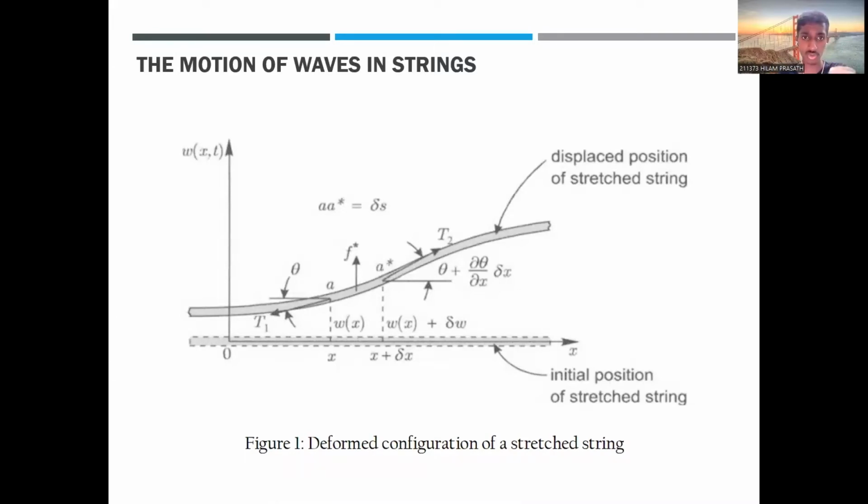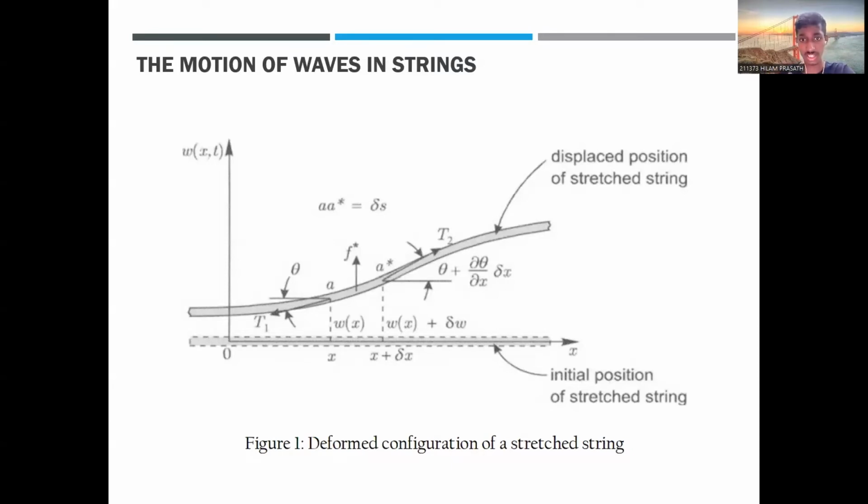Suppose that the extended string during the travel period moves, and consider an element of length dx as shown in the figure. To consider a stretching string, we ignore the effect of gravity, and the elongated string is considered elastic and untied. So this figure shows the deformed configuration of the string. Ignoring the bending resistance, it is assumed that the tension of the wire remains constant while the wave is acting.